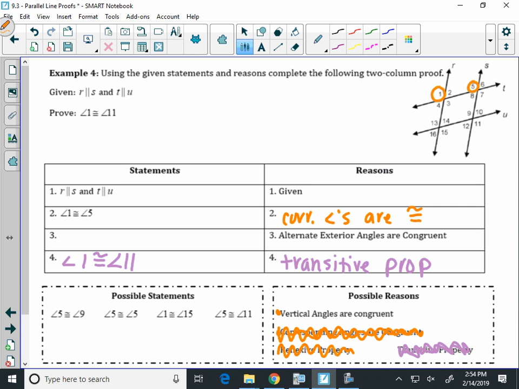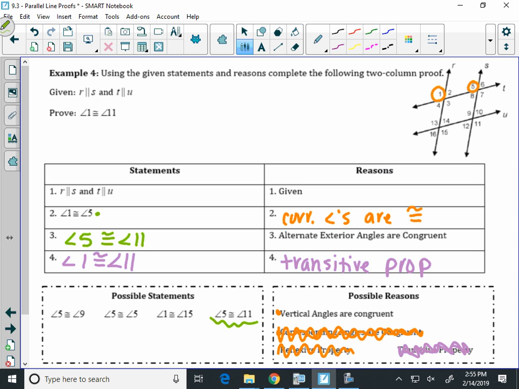Okay. 3, they gave us the reason. They said alternate exterior angles are congruent. Okay. Well, there's another shortcut we can use here, because we said when we do parallel line proofs, we have to link the 2 angles together. So I stated angle 5 in the first one, and then I have to link that to angle 11. And if I look at my box, there is something that says angle 5 is congruent to angle 11.